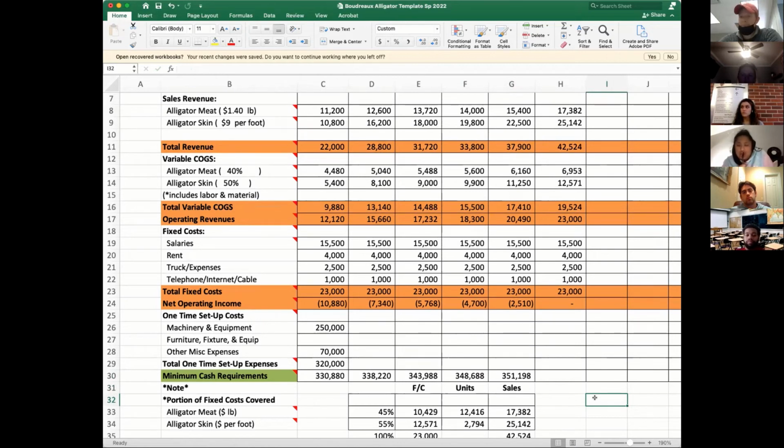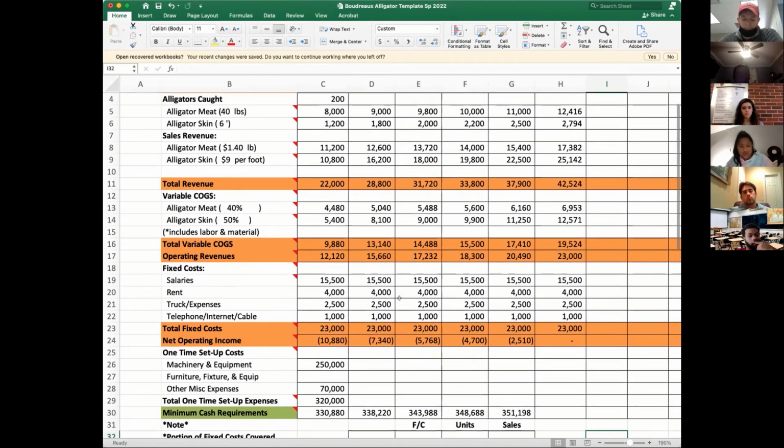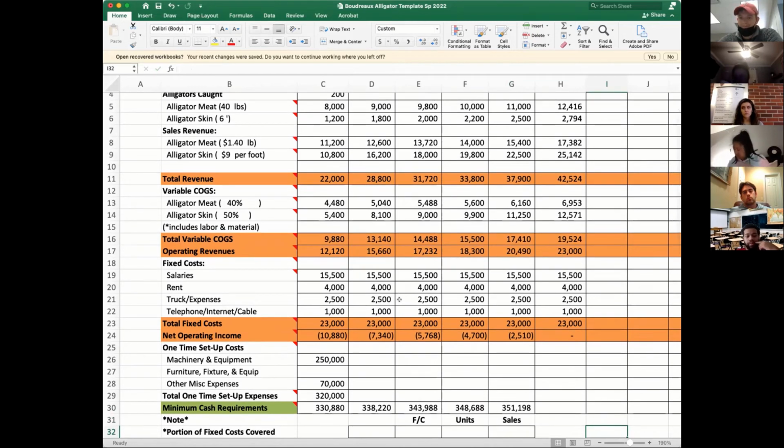And if he doesn't get 351,198, he can't start the business, because if he's made these projections and he believes in these projections, then his problem is real simple. He's going to run out of money before he gets to break even. So that's what we're going to do.